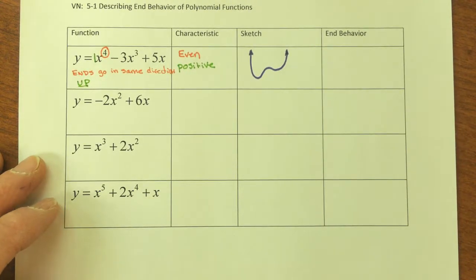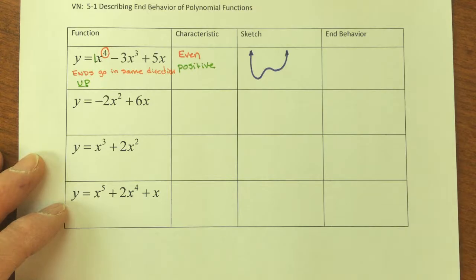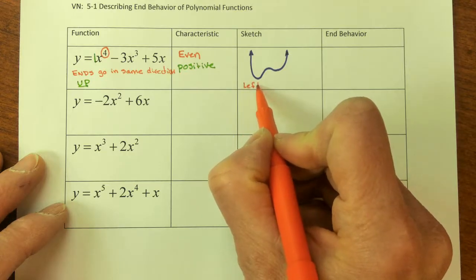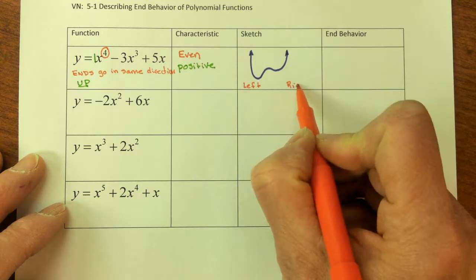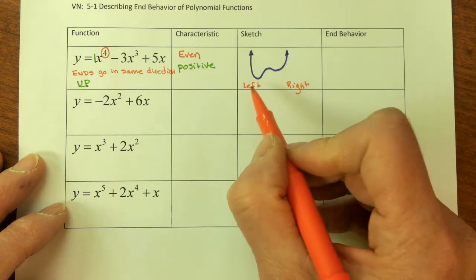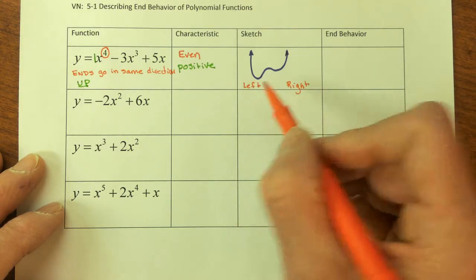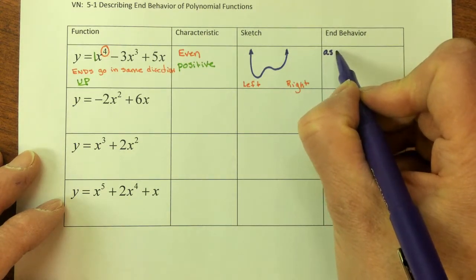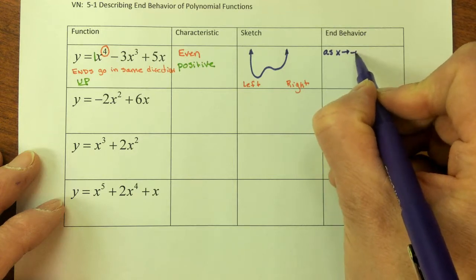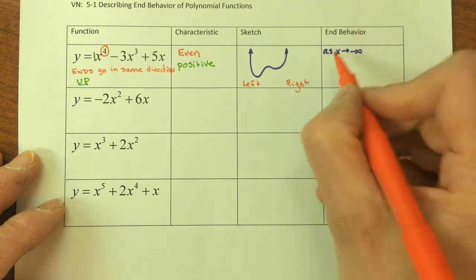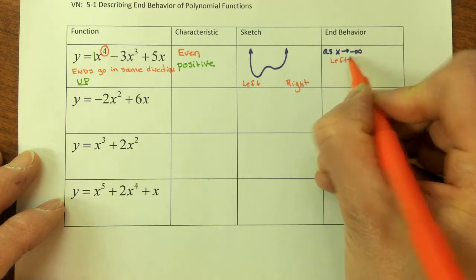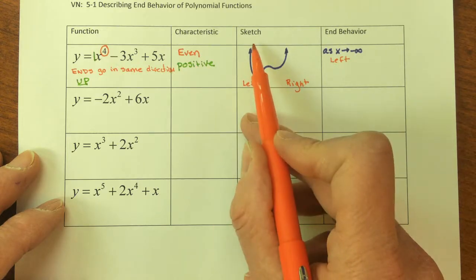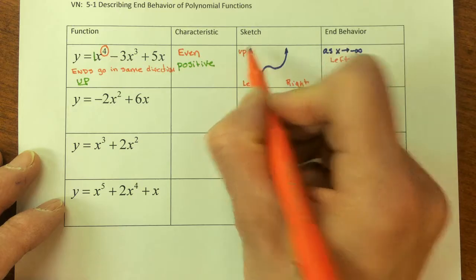So let's talk about end behavior. When we're talking about end behavior, we're really talking about what's happening on the left side and what's happening on the right side. So there's a way that we use notation. So the left side, we usually say as x goes to negative infinity. So that would be our left side. What's happening to the function? Well, the function is going up. On the left, it's going up.